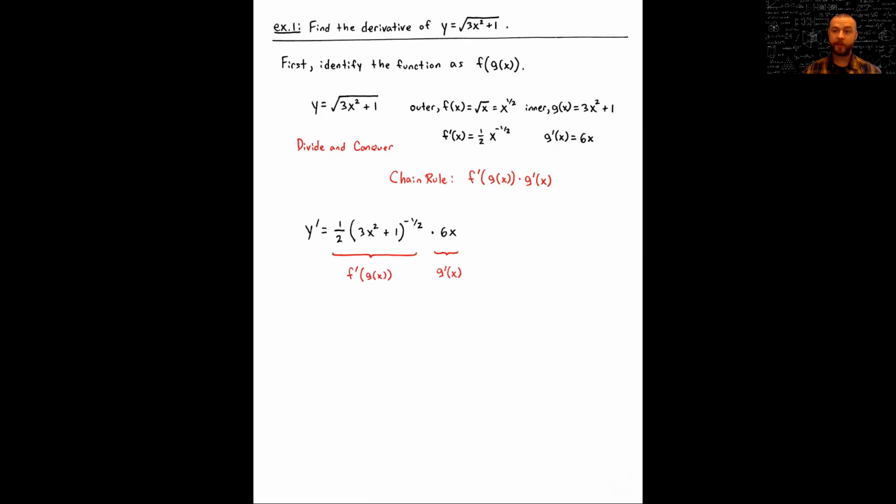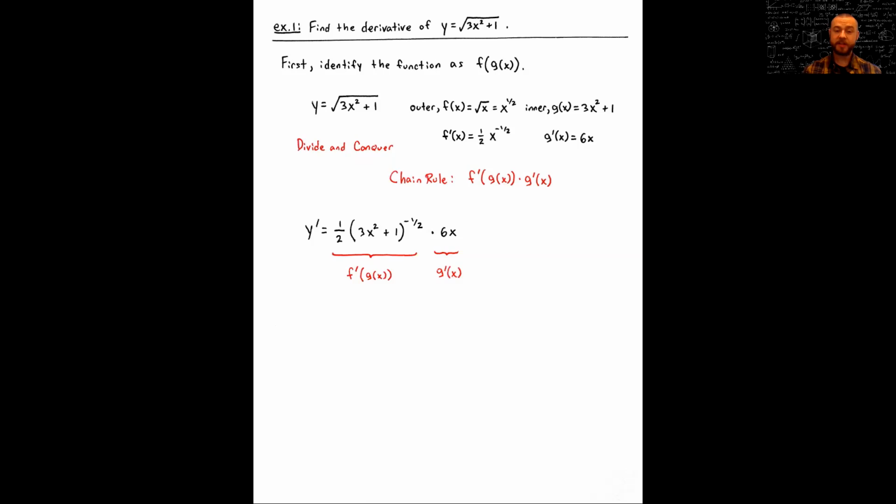And just make sure you're comfortable where the pieces are coming from. 1/2 times 3x squared plus 1 to the negative 1/2 power. That is f prime of g of x, plugging 3x squared plus 1 into f prime. All right, and the 6x at the end, that's multiplying by the derivative of the inner, multiplying by g prime, which we found to be 6x.